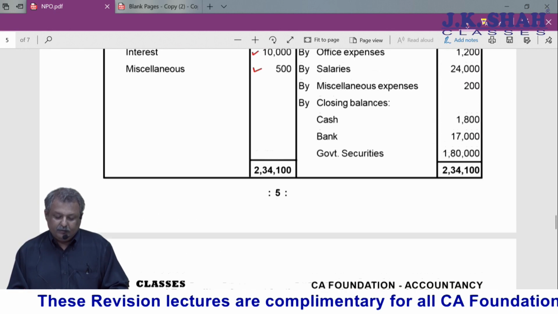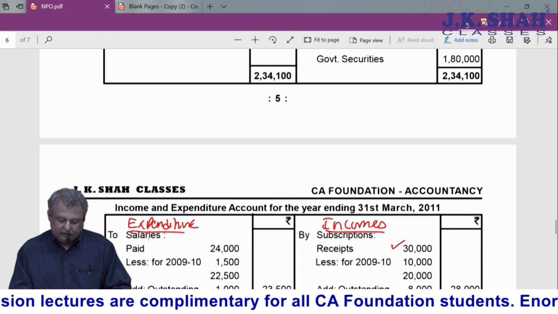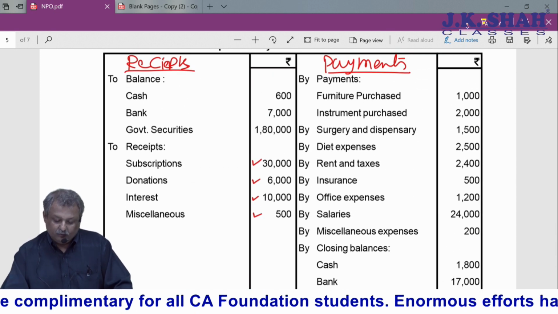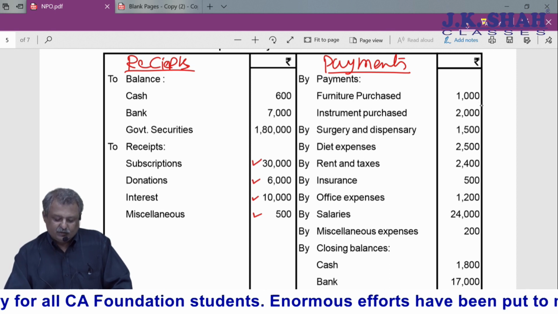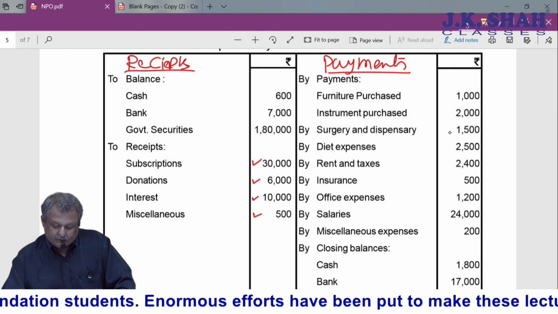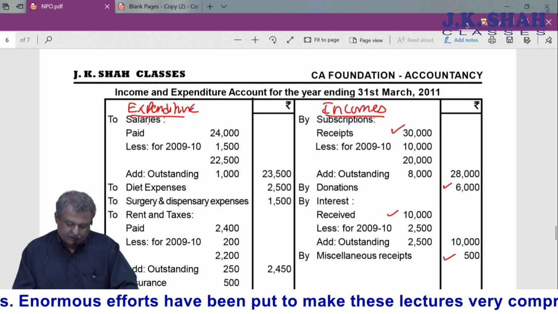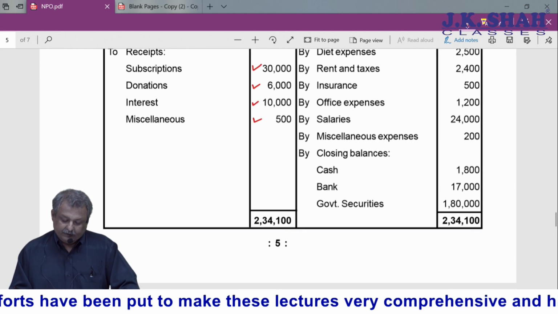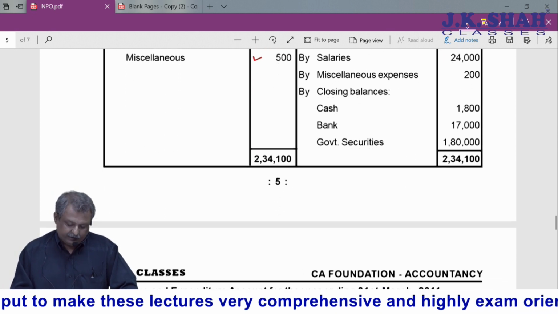Let us do that on the debit side also. And credit side of payment and debit side of expenditure. Let us one by one find out. First look at the amount. Furniture purchase, instrument purchase. These are assets purchase. This will not appear in expenditure. But surgery and dispensary 1,500. Whether it is there, surgery? Yes, 1,500. Then, next, diet expense 2,500.